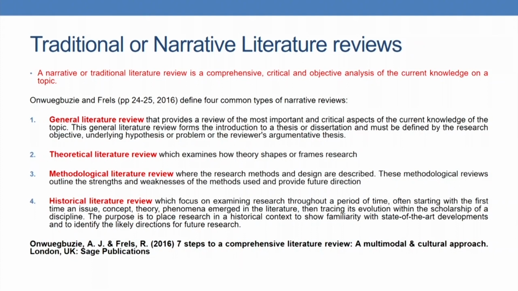Similarly, historical literature review focuses on examining research throughout a period of time. We often start with the first time an issue, concept, theory or phenomenon emerged in literature, and then we trace its evolution within the scholarship of a discipline. The purpose of this kind of literature review is to place research in a historical context, to show familiarity with state of the art developments and to identify the likely directions for future research.